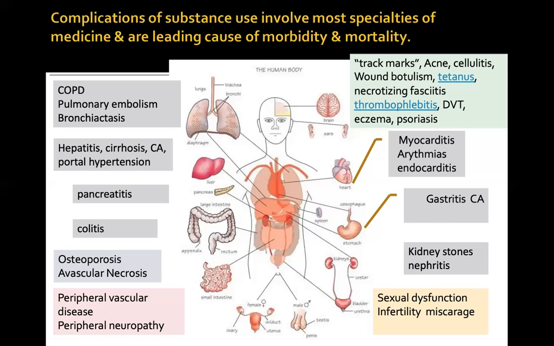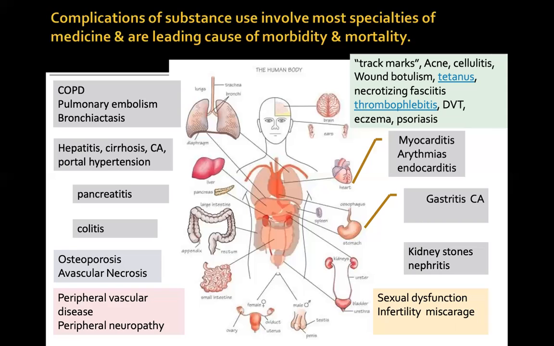kidney stones, nephritis, sexual dysfunction, infertility, and miscarriage happen when the person takes all types of abuse drugs. So they act on the various organs of the body and produce such types of ailments and diseases.